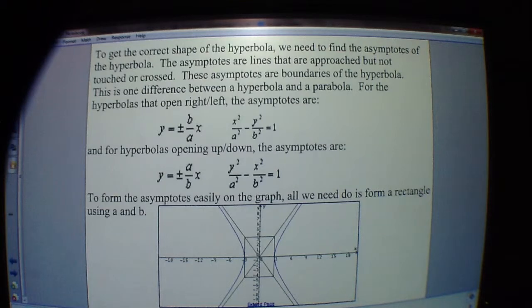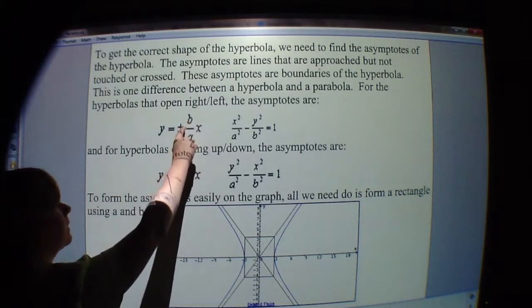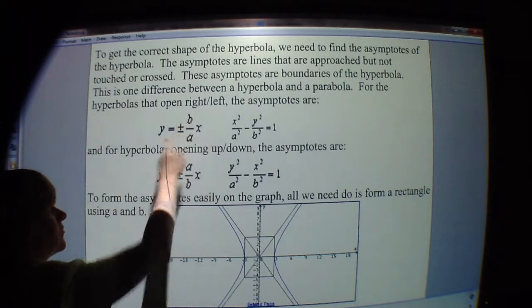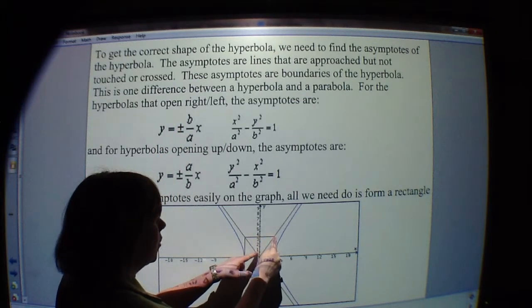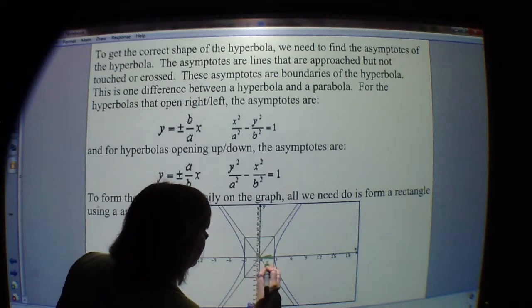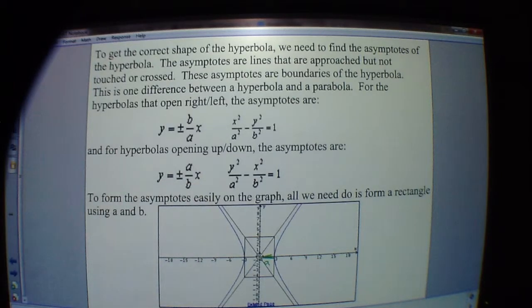Okay? A hyperbola opening right and left, like this. The asymptotes are y is equal to plus or minus b over a x. This is slope, rise over run. Rise is b, run is a. And I hope you can see the run is a on this one. There's my run, that's a. If it opens up and down, my rise now is a, and my run now is b. Okay? So there are the asymptote equations.